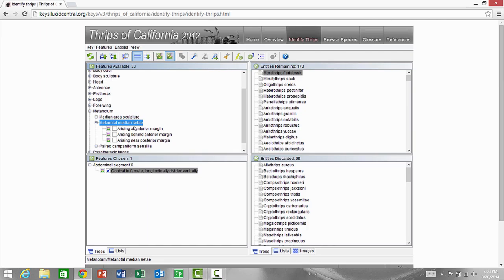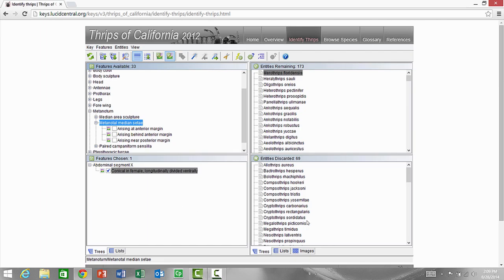And it has gone to the metanotum. Metanotal median setae. So at this point, I'm going to move my specimen to the metanotum and focus that. And I can see the character, but I'm going to go to higher power. And I focused on that. So here we have the metanotum, and you can see what are the metanotal median setae.